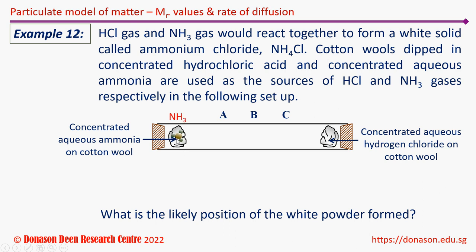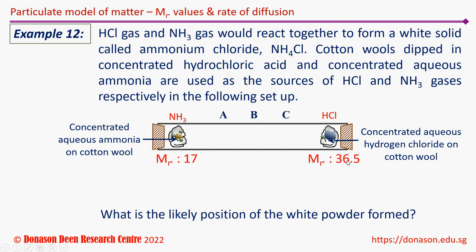Let's say this is ammonia gas, NH3, and this side we have the HCl. To determine the rate of diffusion, we need to know the Mr value for each gas. For ammonia, NH3, the relative molecular mass is 17. On the right-hand side is the source of hydrogen chloride gas, so we also need to work out its relative molecular mass. Chlorine is 35.5 and hydrogen is 1. 35.5 plus 1 gives us 36.5.